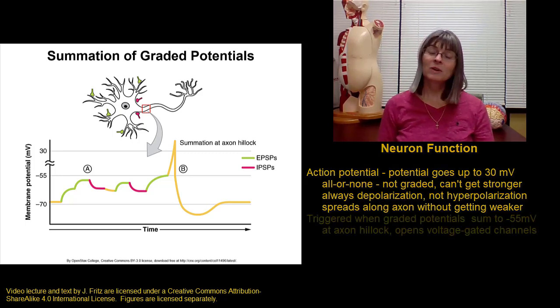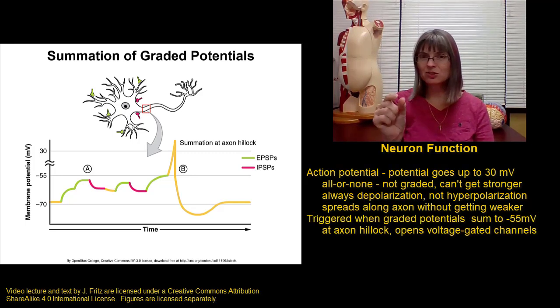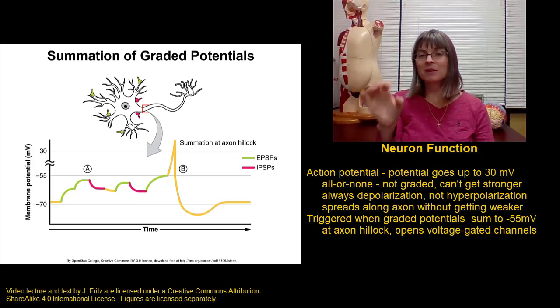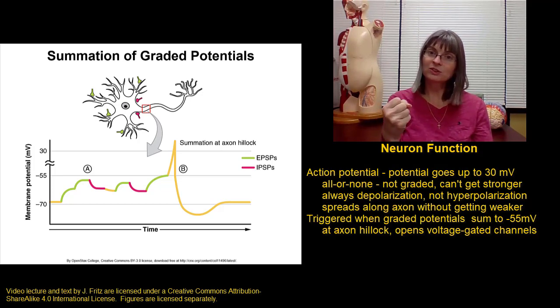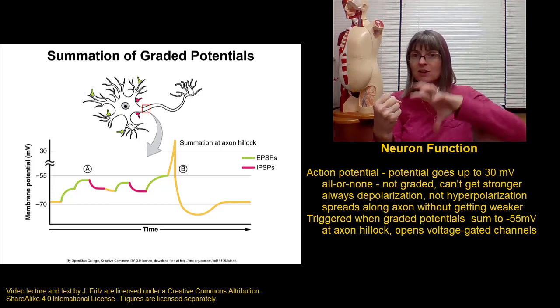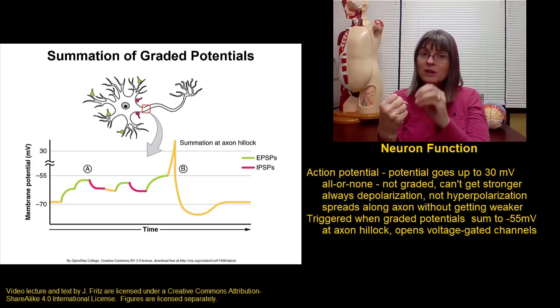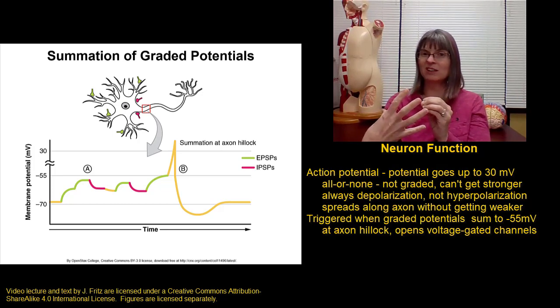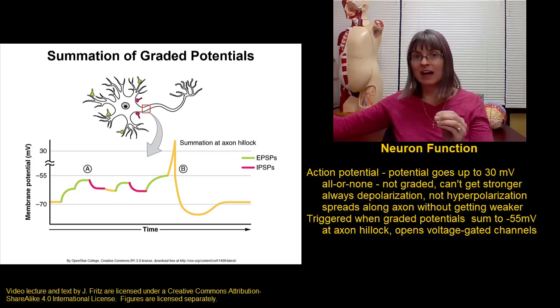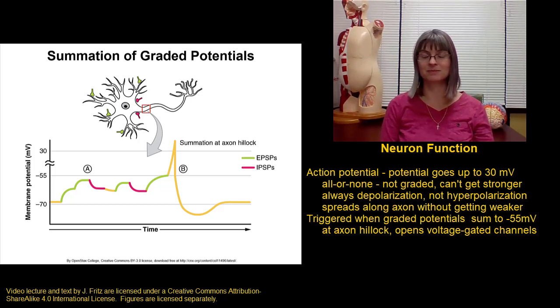The reason we need to look at the axon hillock, or that initial segment of the axon, is because that first part of the axon has a lot of voltage-gated channels. As long as the membrane potential remains below that magic minus 55, those voltage-gated channels are closed. As soon as the sum of all the graded potentials reaches up to the minus 55, it opens those voltage-gated channels at the beginning of the axon, and that's what leads to the action potential.